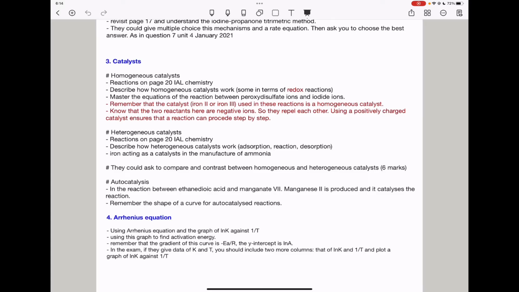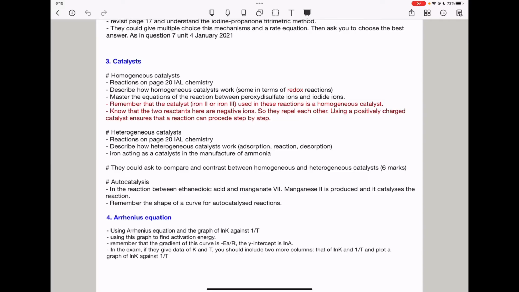Many questions can give you the data for k, which is the rate constant, as well as the temperature, so that they can ask you to use the data to draw a graph. So ensure that you can convert k into natural log of k. You will put two extra columns, one for natural log of k and one for 1 over T, and then use natural log of k versus 1 over T to draw a graph, which will be a straight line graph whose gradient will be negative Ea over R. We can use the gradient of that line to calculate the activation energy for that specific reaction.